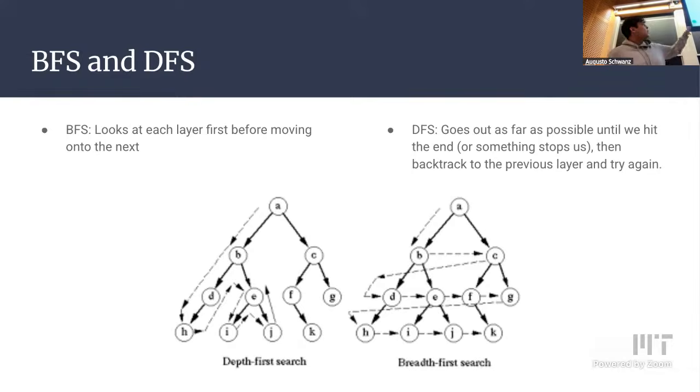So on the left here, you see that it starts at A, and then it goes to B, and then it goes to, let's say, D, and then to H. It's going as deep as it can before at some point it has to backtrack because it didn't find what it wanted. It didn't find cheese, didn't find a rat mine, didn't find what it wanted.